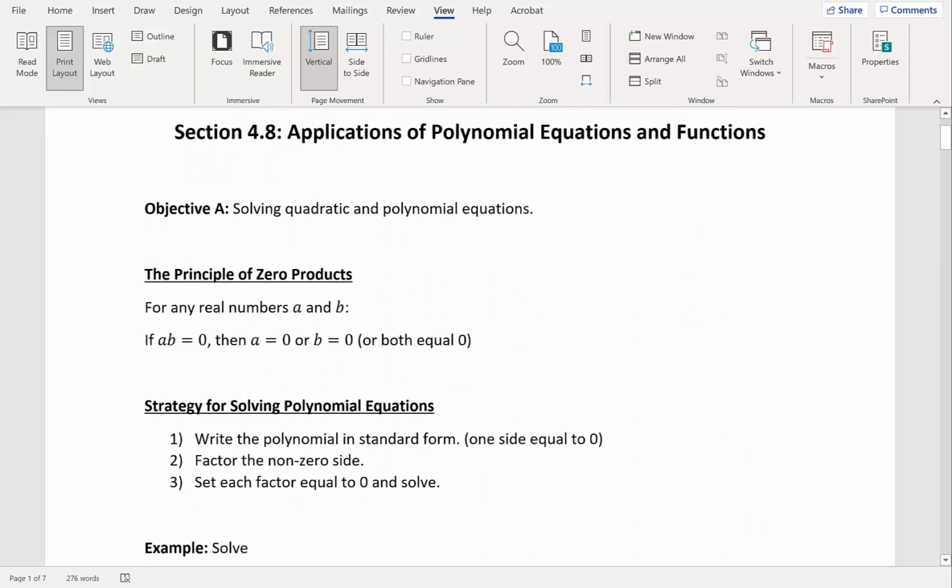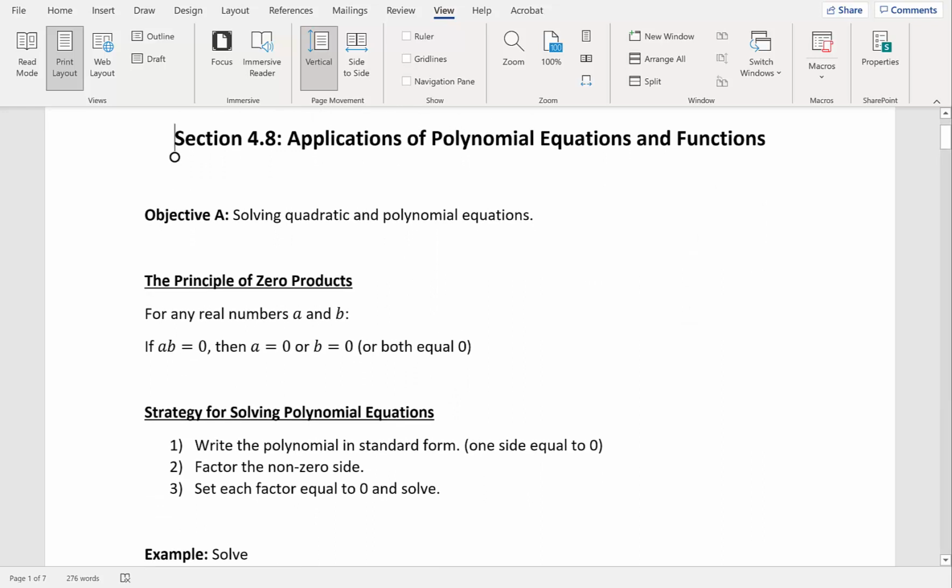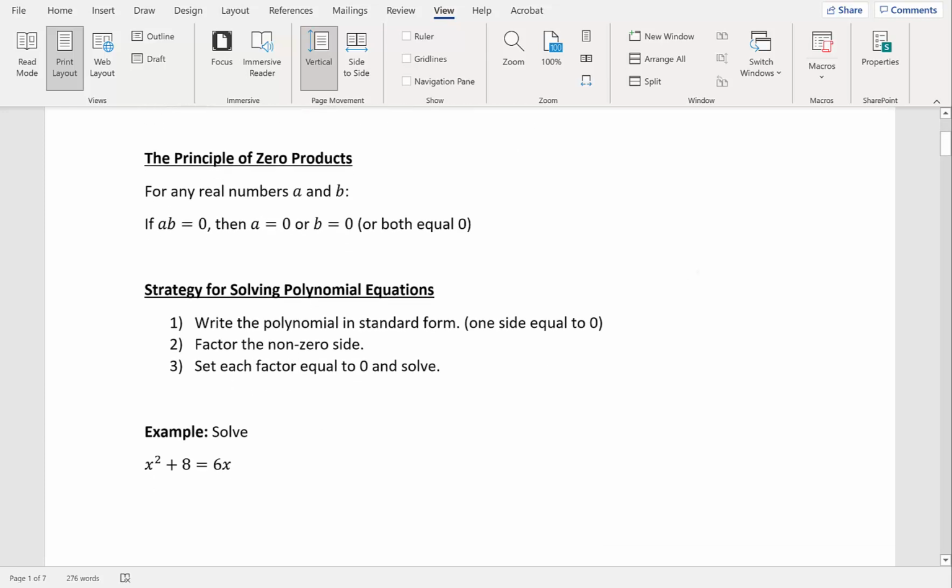Now, the strategy when we're solving polynomial equations: write the polynomial in standard form, which means set one side equal to 0. Then you're going to factor the non-zero side. And at step 3, set each factor equal to 0 and solve. Let's take a look at an example.